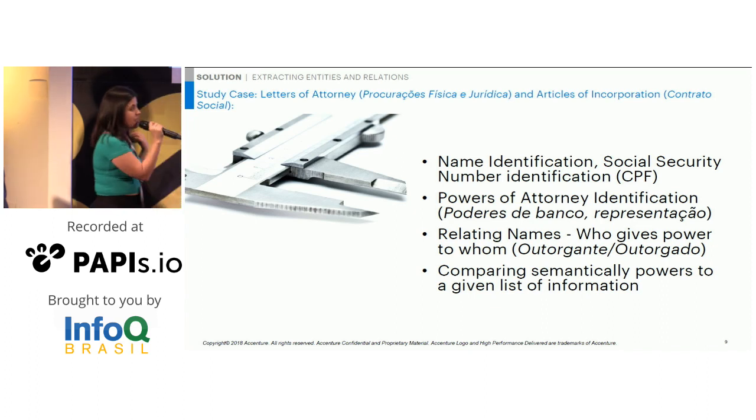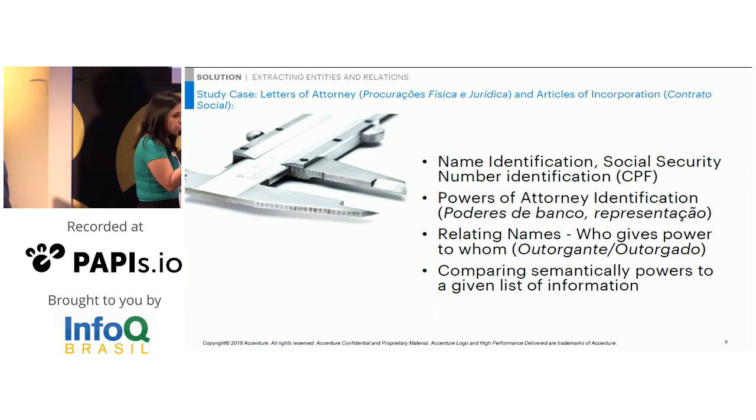Once we had entities, we wanted to understand who was given power to another, because we can identify the names of people in the text, but we are not sure who is going to give power to someone.